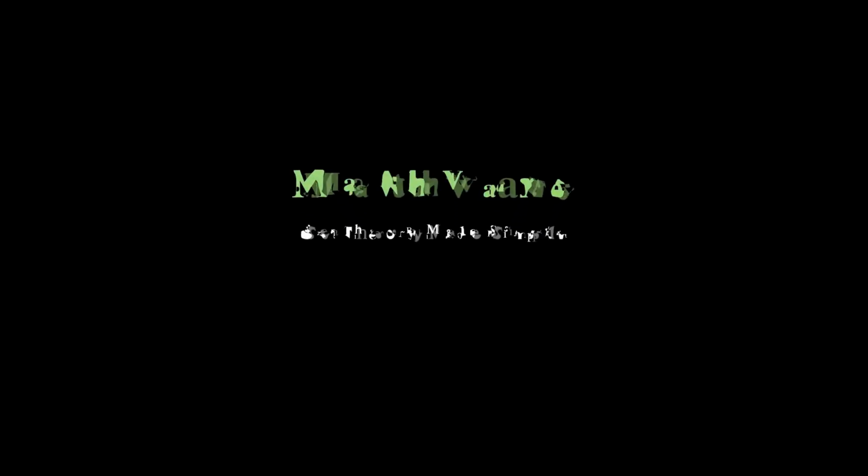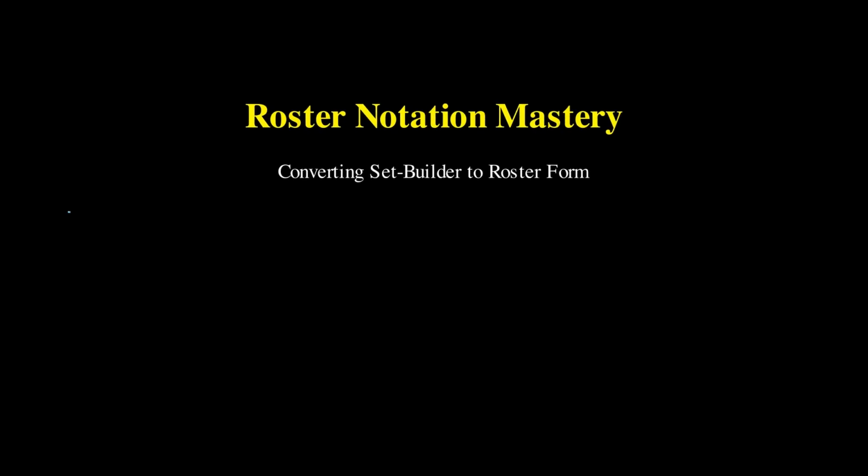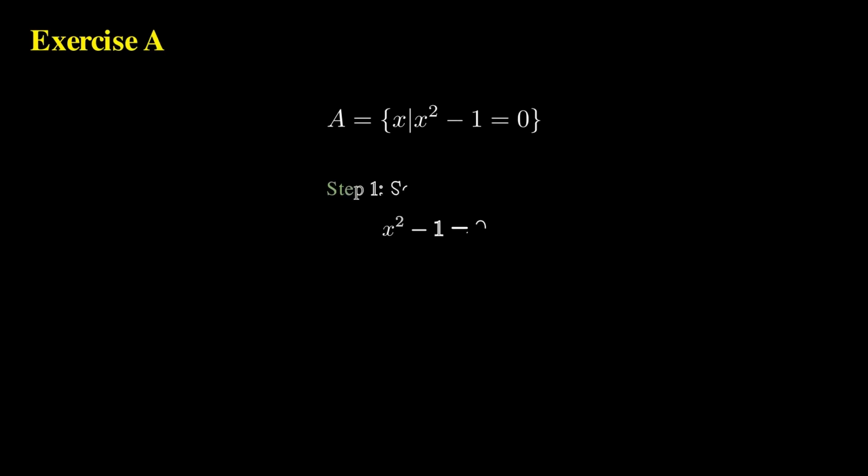I'm about to teach you the ultimate system for converting set builder notation to roster form. This is going to completely change how you approach set theory problems. Let's start with our first challenge. A equals the set of all x, where x squared minus 1 equals 0. Here's the key. We need to solve this equation step by step.